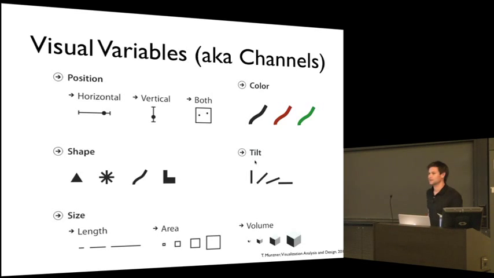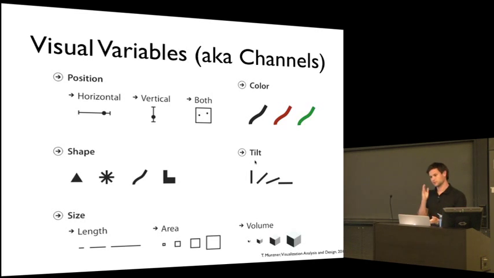We have tilt. That's angle. That would be the one we use in pie charts. Then we have size. That's the length. If you have a bar chart, this would be the length of the bar. We have area. That's also used in a pie chart. We're supposed to interpret areas, and we're not really good at that. And volume. And these are the visual variables that you have.